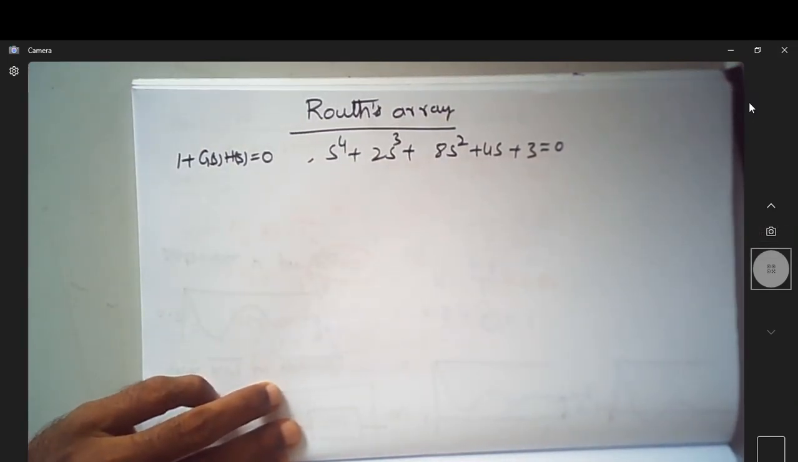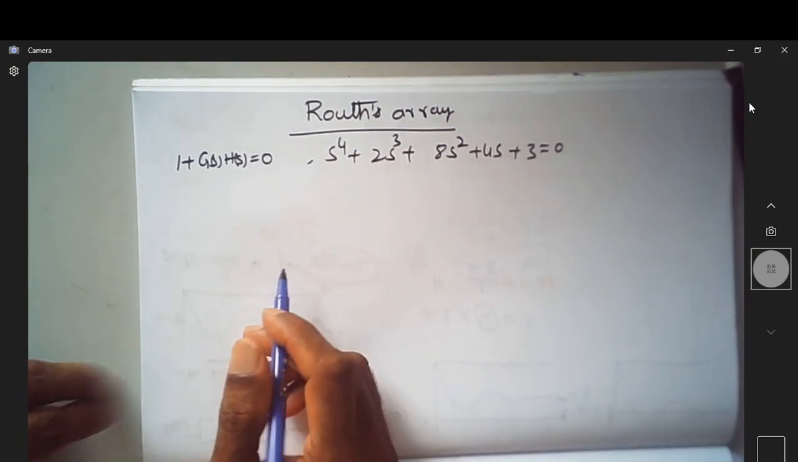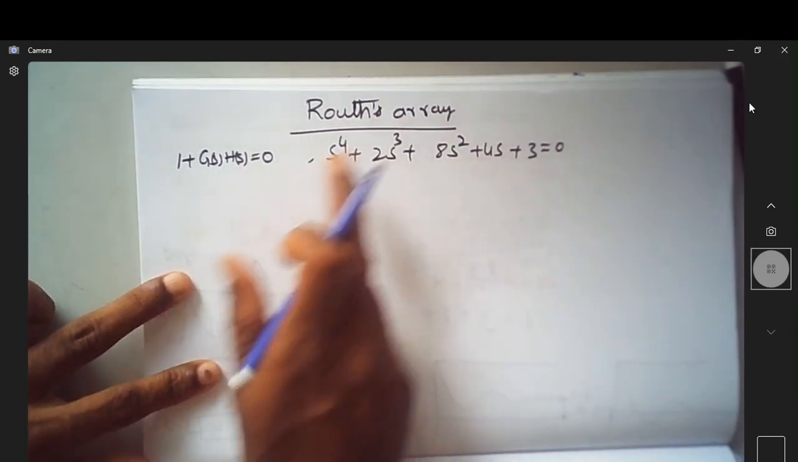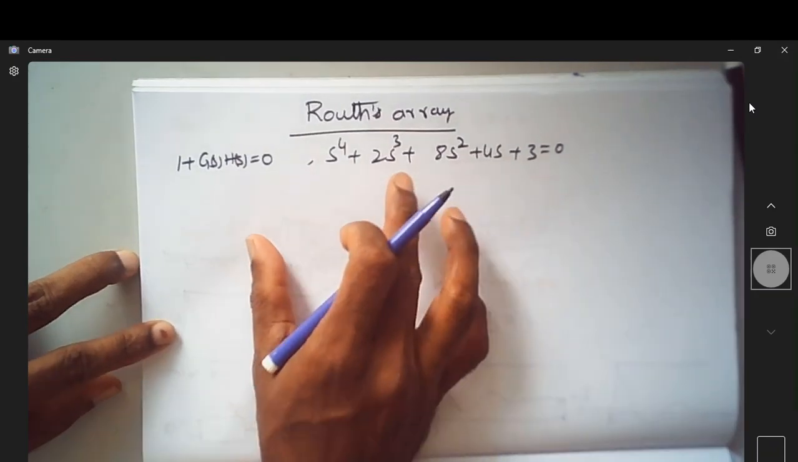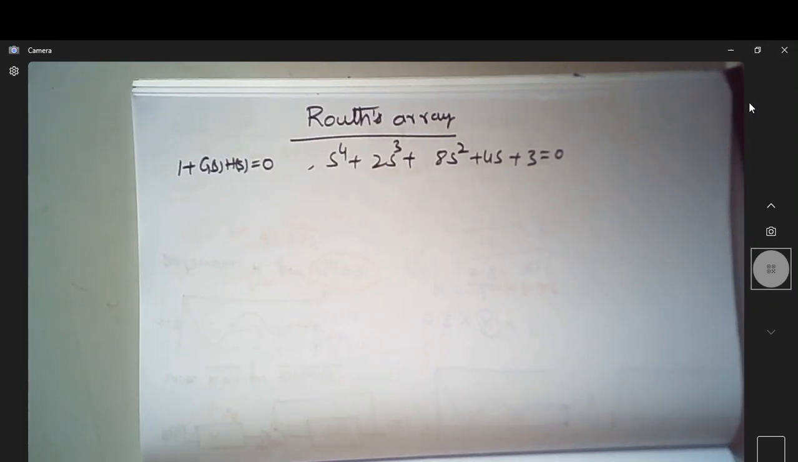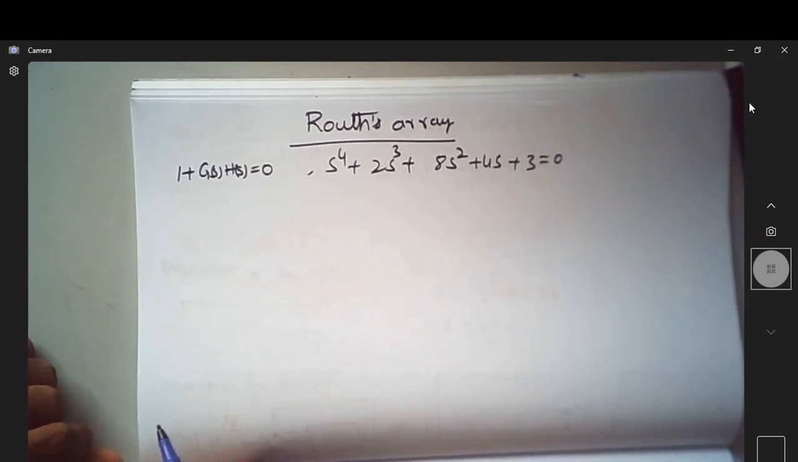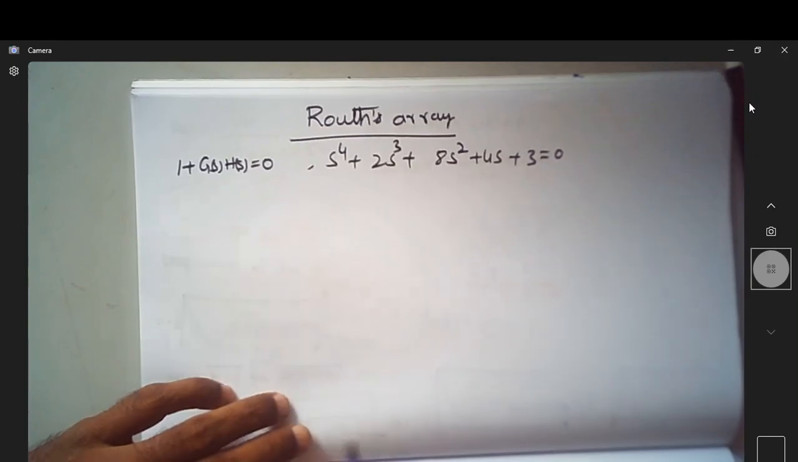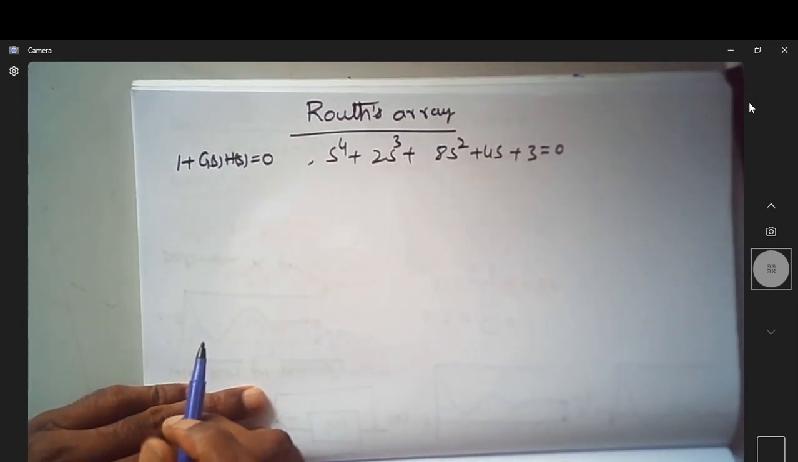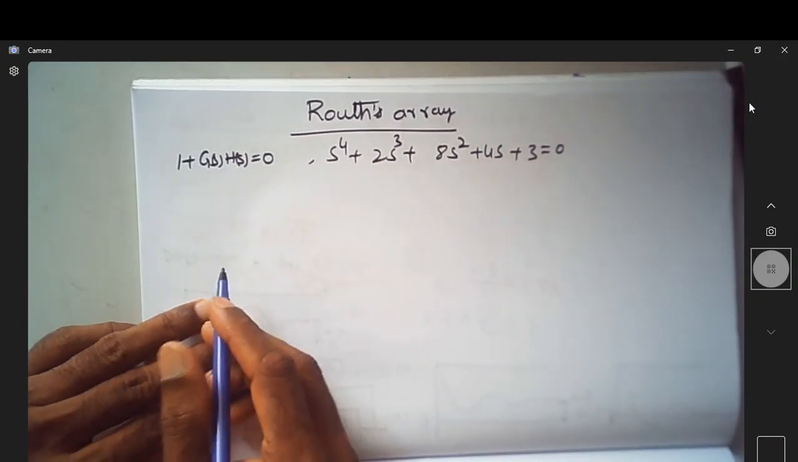Hi. So let us do one more control system concept, which is a Routh array. Using this Routh array, we can find out whether the system is stable or not. Exactly, we can identify how many poles lie on the right hand side of the S-plane and how many are on the left hand side of the S-plane, which will ultimately tell you the stability of the system.